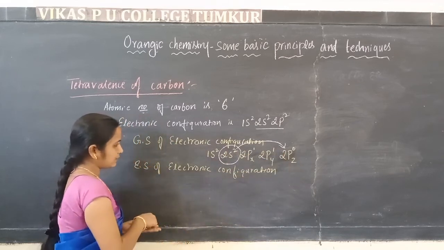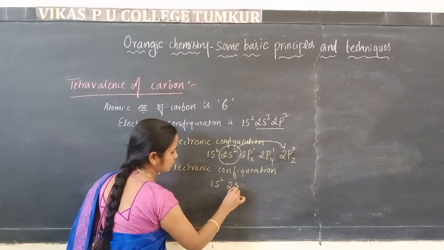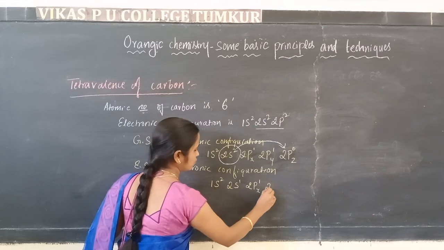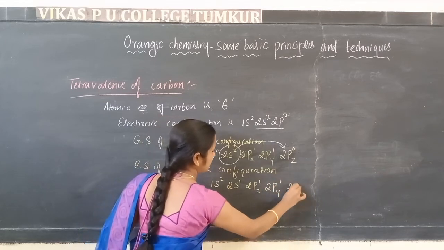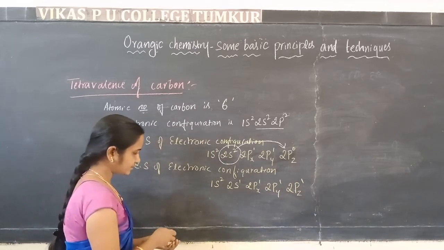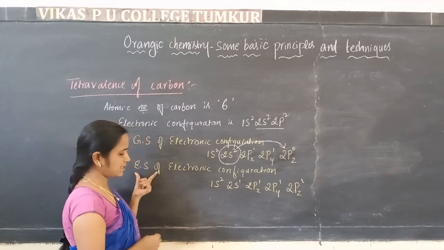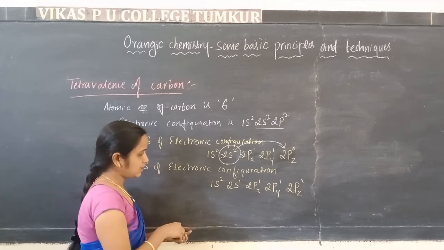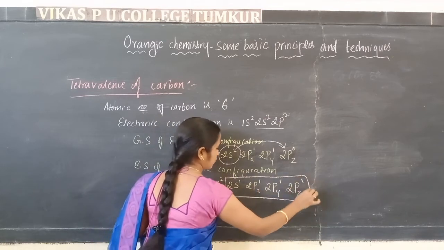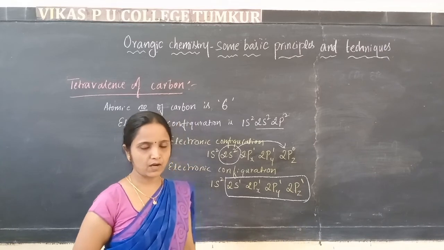At that time the electronic configuration can be written as 1s2, 2s1, 2px1, 2py1, 2pz1. The outermost shell in the excited state of carbon contains 4 valence electrons, that is, 4 unpaired electrons.